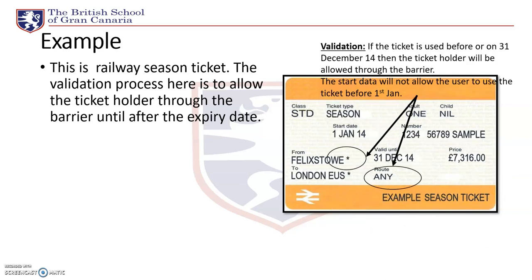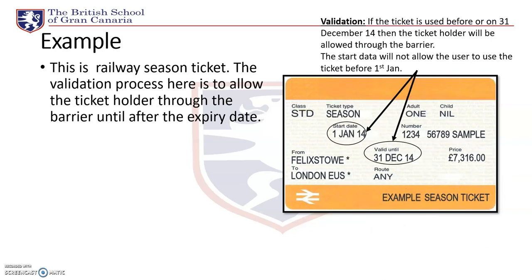Okay? So firstly, it checks the dates. The date is important because, as you can see, the start date is the 1st of January and the end date is the 31st of December. So this ticket cannot be used before the 1st of January 2014 and it cannot be used after the 31st of December 2014. So if it's on these dates or within them, then the user can go through the barrier.